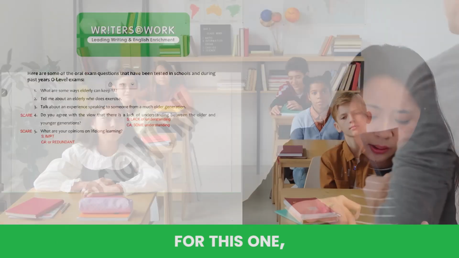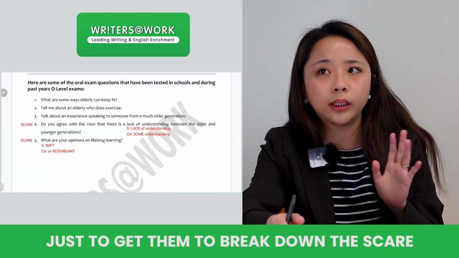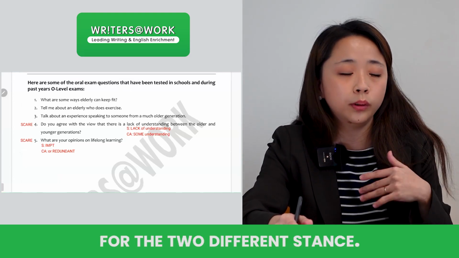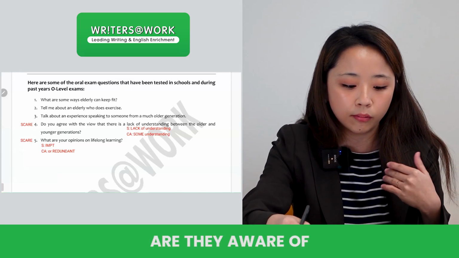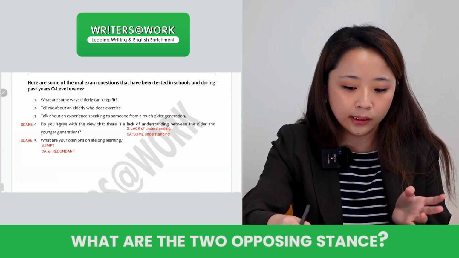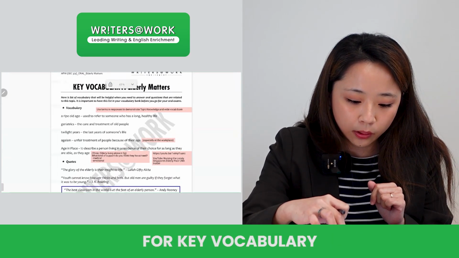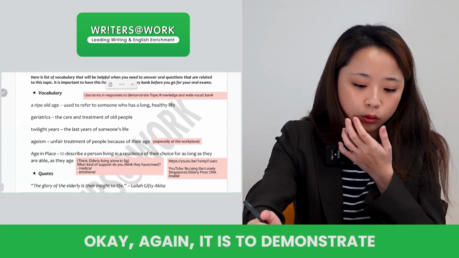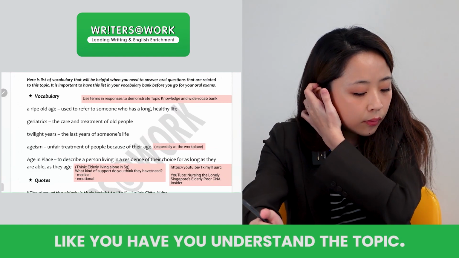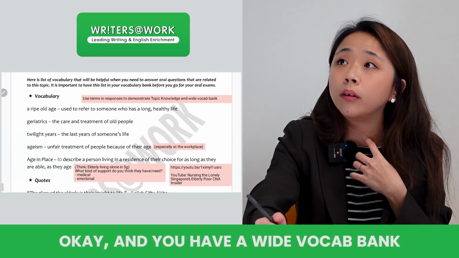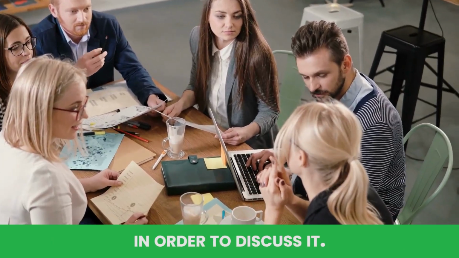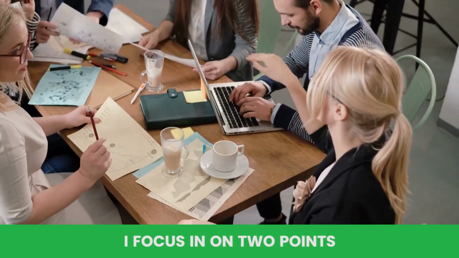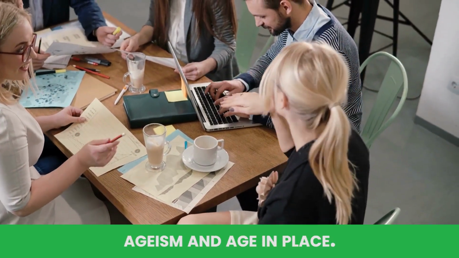For this one, I'll do it at the end of the class just to get them to break down the scare for the 2 different stands. Are they aware of what are the 2 opposing stands? For key vocabulary here, okay, again, it is to demonstrate that you understand the topic, okay, and you have a wide vocab bank in order to discuss it. I focus in on 2 points, ageism and age in place.